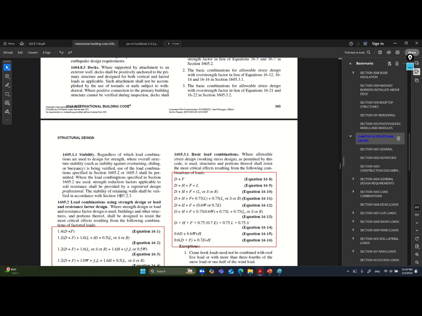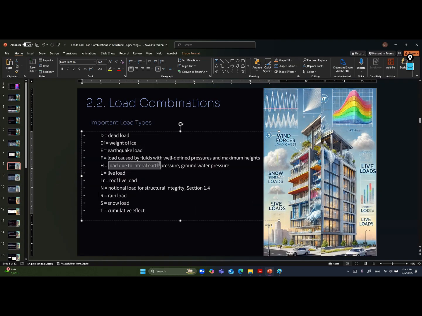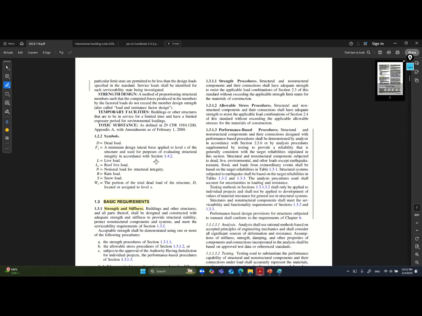Especially here for the load combinations, the IBC is more detailed than ASCE. As you can see, there is F for the flood, and also there is an H. H is for the lateral earth pressure. It is very important to understand what H means and what F means and so on. According to ASCE 7-16, it doesn't mention 1.4F explicitly, but it is shown as text.